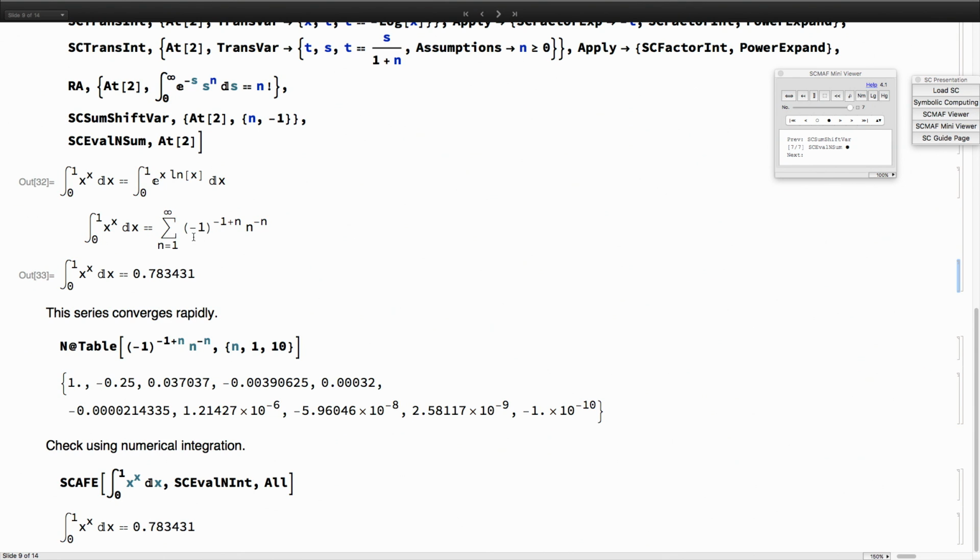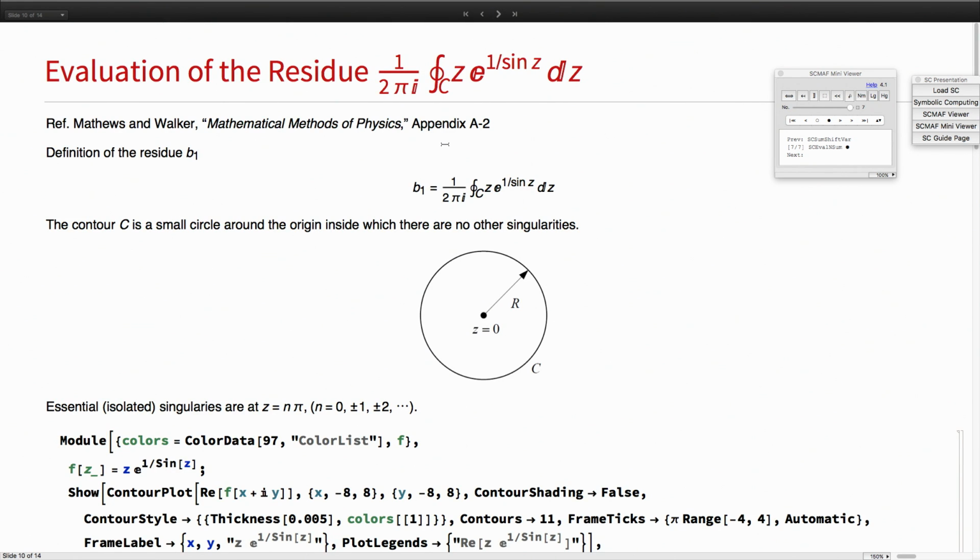And this series converges pretty rapidly, as you can see. With 10 terms, the error is about the order of 10 to the minus 10. So it's very accurate and fast. Numerical integration using SC eval in nint gives the same result. Next one, evaluation of the residue.